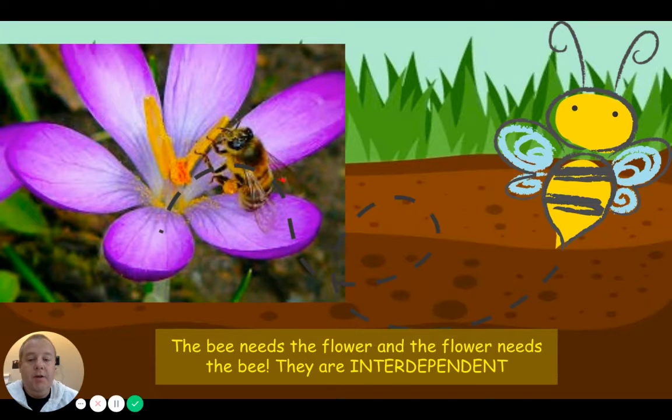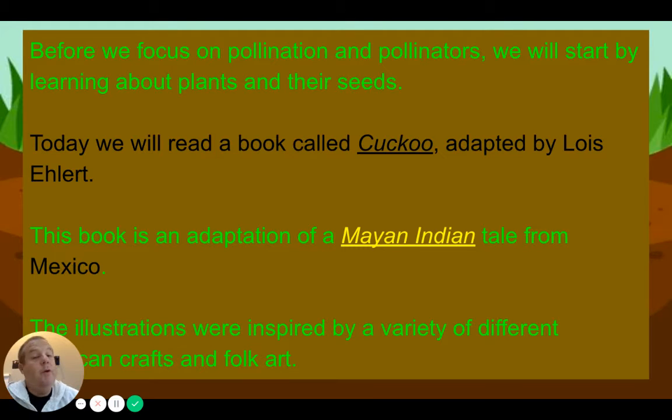So if you look in this picture, here's this bee. The bee needs the flower, but also the flower needs the bee. So the bee comes here and collects nectar. But in the process, these little yellow grains of pollen stick to the bee, and then he flies away and goes to the next plant, where the pollen falls off and pollination occurs. They are interdependent. The flower needs the bee to move the pollen to the next plant. Before we focus on that, though, we're going to start learning about plants and their seeds.